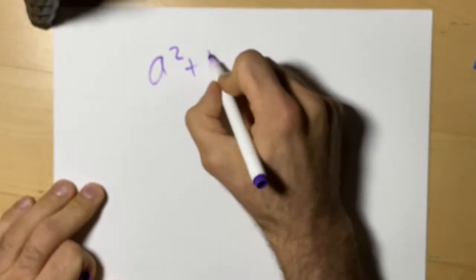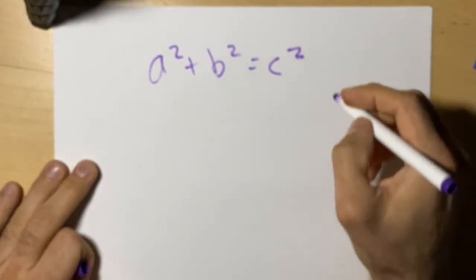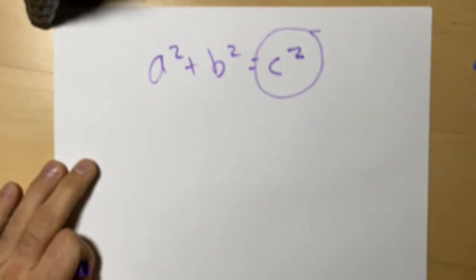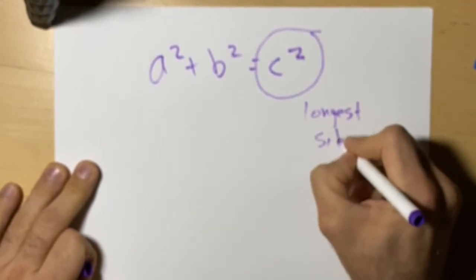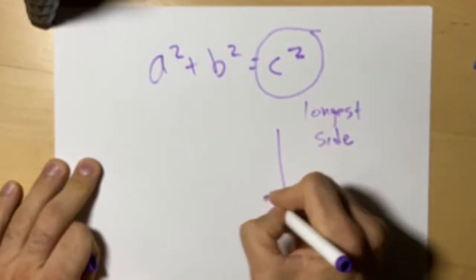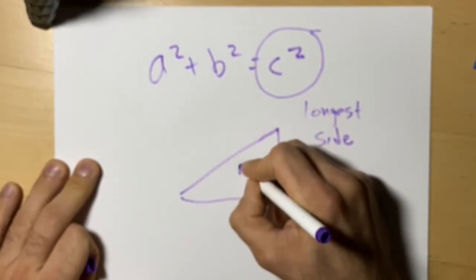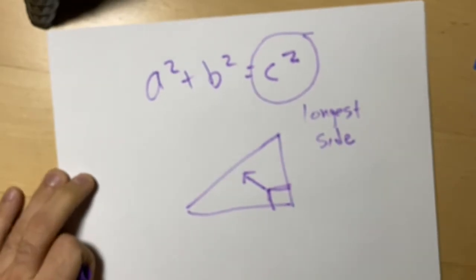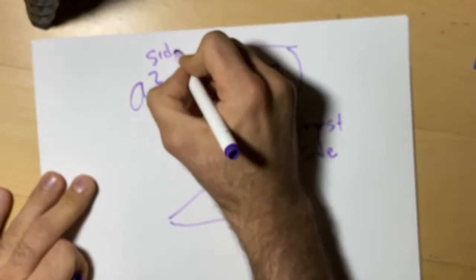It says a squared plus b squared equals c squared. And we learned that the c squared is the hypotenuse. It's the longest side. It's across from the longest or biggest angle, the 90-degree angle. So we can always find it across from the 90-degree angle. That would be the c. A and b are the sides.